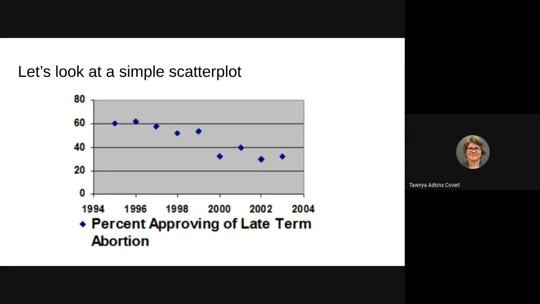So here's a very simple scatter plot with just a handful of pieces of data on it. This is the percent of respondents who approve of late-term abortion, and that's abortion that happens, I think the legal definition would be after the first trimester, but it may be in the third trimester of pregnancy. So we can see the general trend appears to be that between 1995, which is this first data point, and 2003, which is this last data point, although there's some up and down, the general trend is that approval of late-term abortion has been declining.